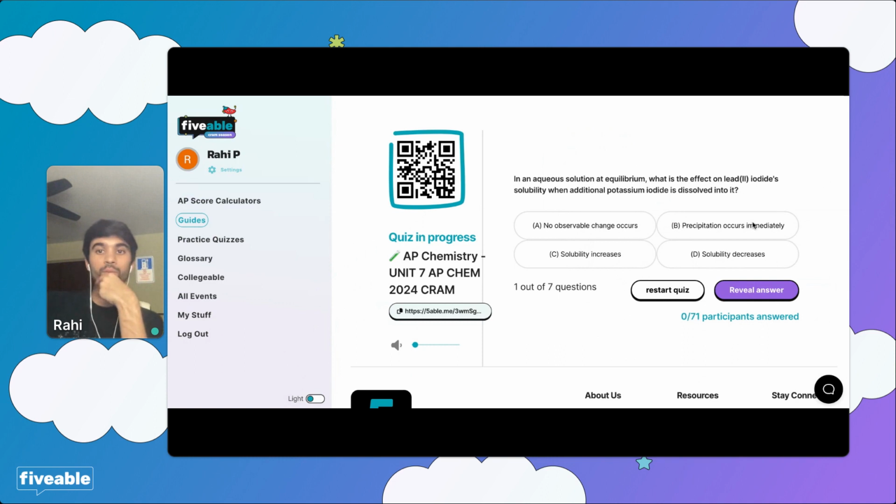In an aqueous solution in equilibrium, what is the effect on lead-2 iodide solubility when additional potassium iodide is dissolved?